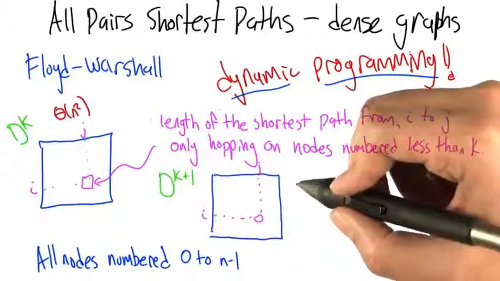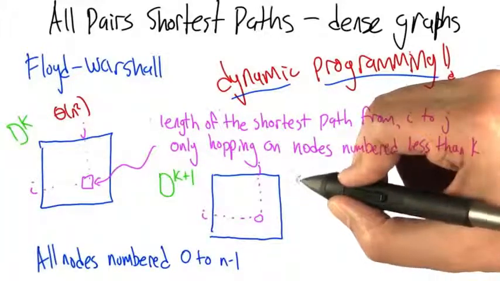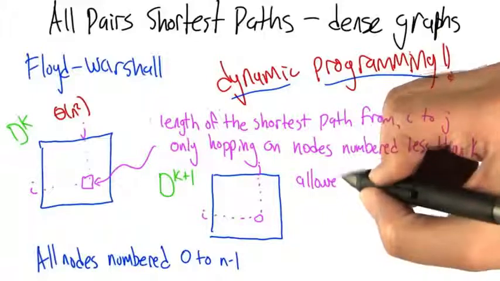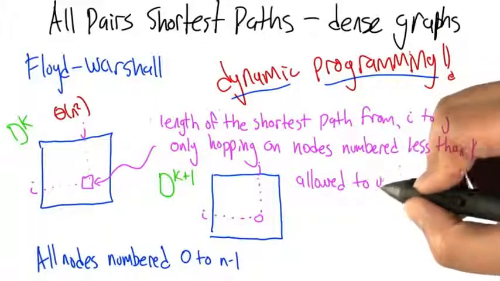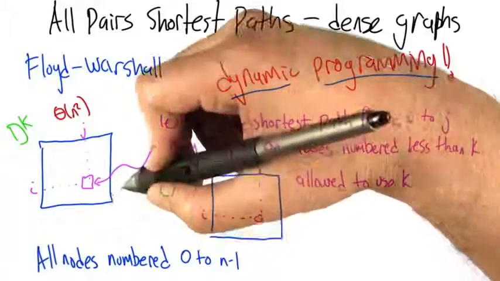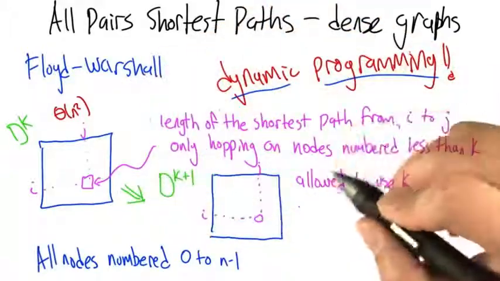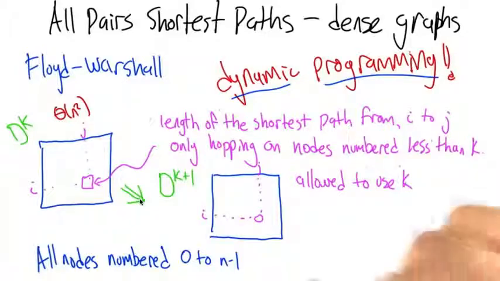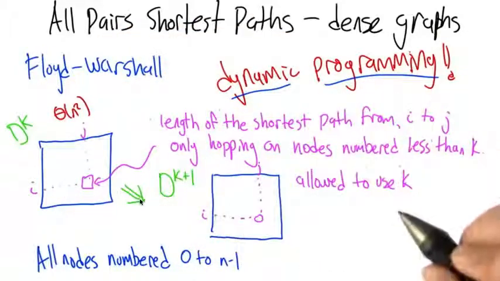That's all great. Our mission, should we choose to accept it, is to fill in D sub k+1. This will be a new matrix, just like the old matrix. But now, when you're going on a path from i to j, you're allowed to use node k. You don't have to use it, but you're allowed. So all we have to do right now is try to figure out, if someone gives us D sub k, how do we figure out D sub k+1?